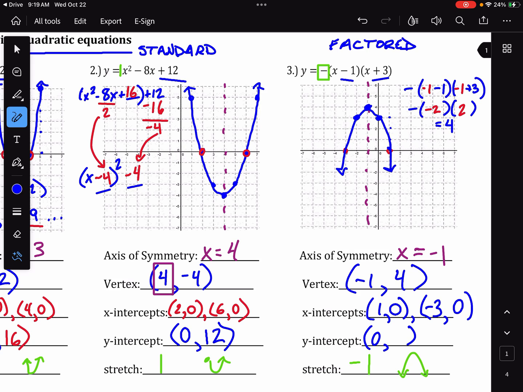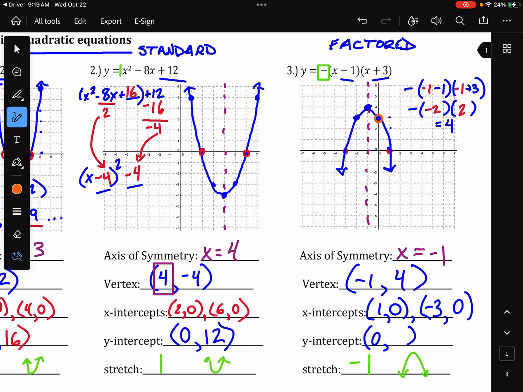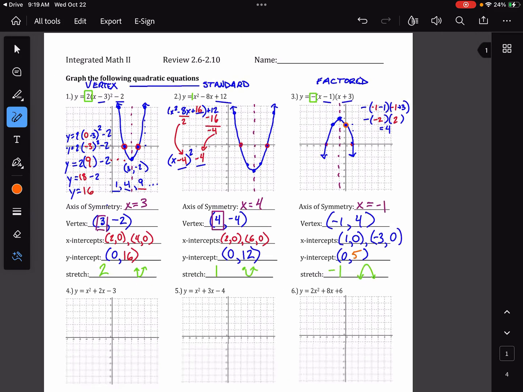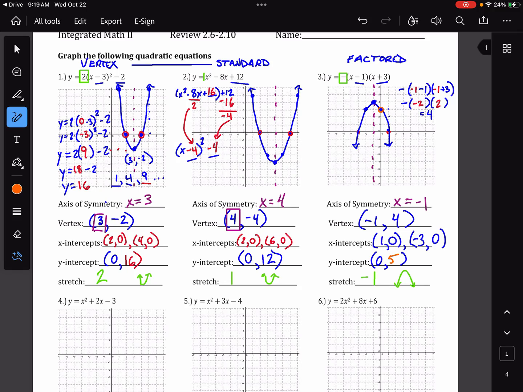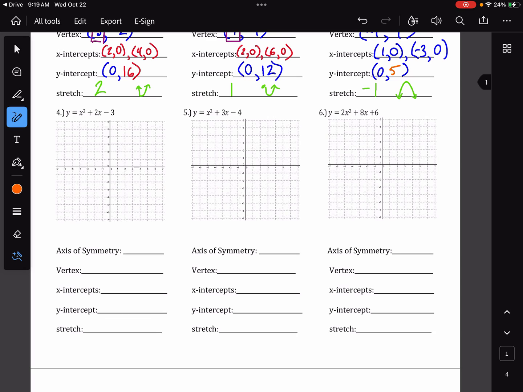And we can fill everything else out because we also happen to get our y-intercept while we were doing that. So our y-intercept happens at 0, 5. All right, that's the first 3 problems. Moving down, we've got another 3.